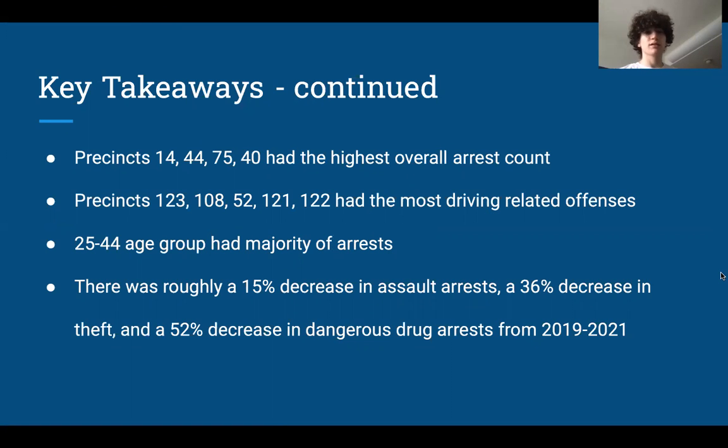And some continued key takeaways here. As mentioned before by Oscar, precincts 14, 44, 75, and 40 had the highest overall arrest count, while precincts 123, 108, 52, 121, and 122 had the most driving related offenses. We relate this to not only those precincts being in more densely populated areas, but also less car access in those areas. So there can be less car related crimes if there are fewer people driving in places like, say, Manhattan. We also noticed that 25 to 44 was the age group with the majority of arrests, and that there was a roughly 15% decrease in assault arrests, a 36% decrease in theft, and a 52% decrease in dangerous drug arrests from 2019 to 2021.